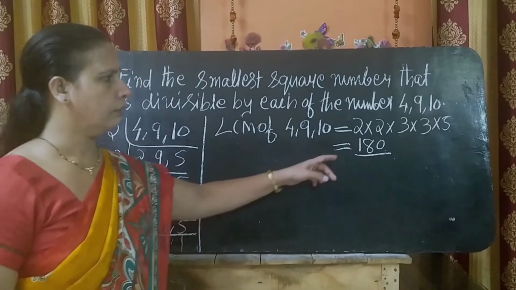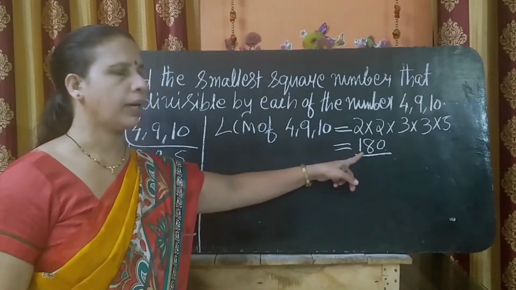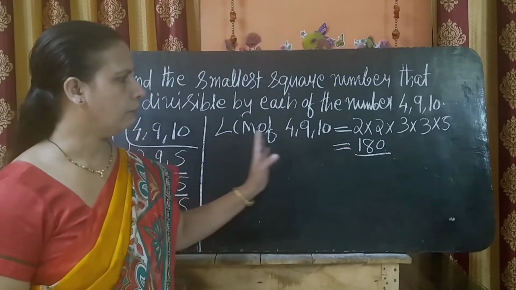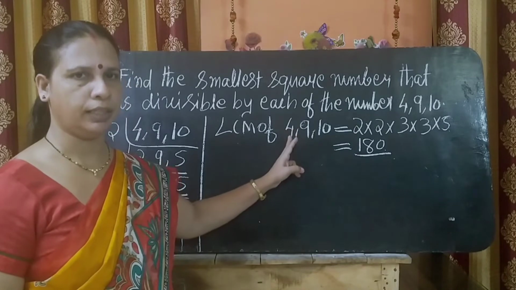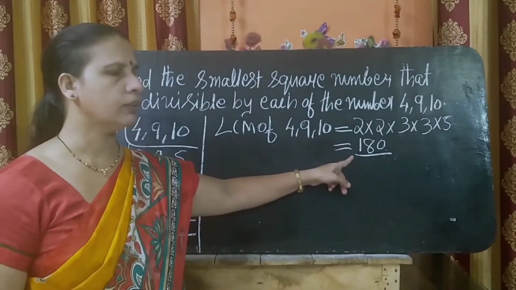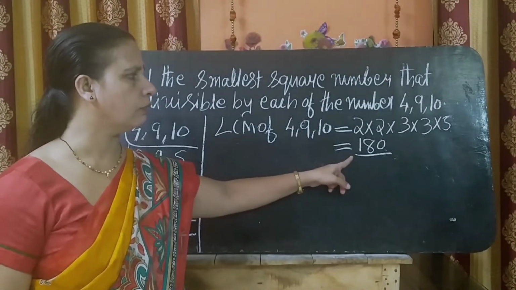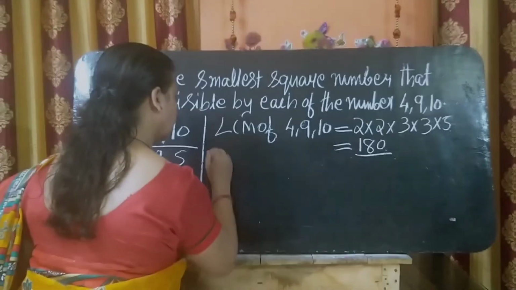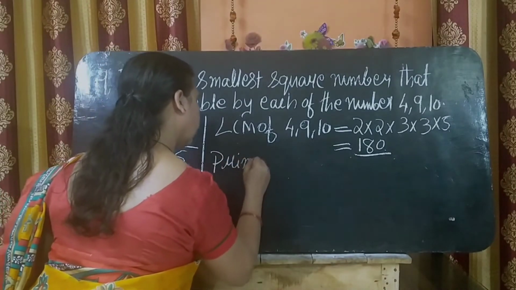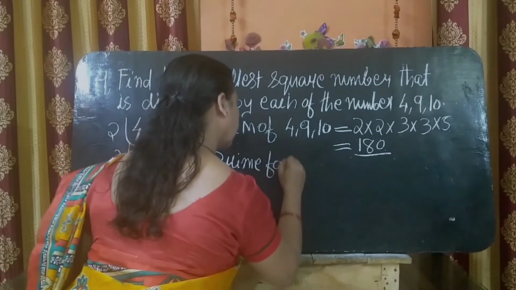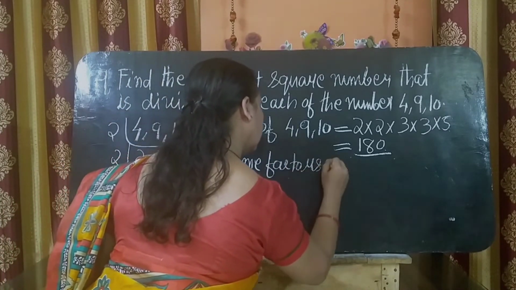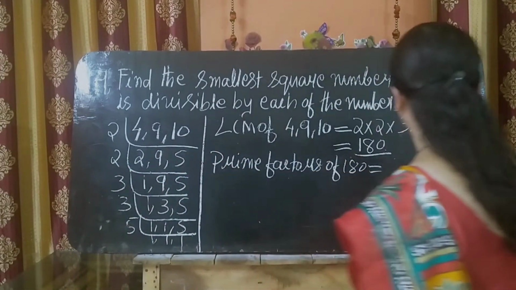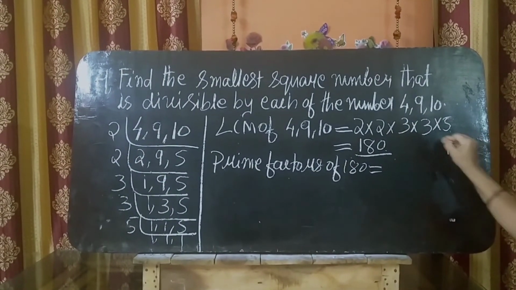After that, we have to find out the prime factors of this LCM. Again, after finding the LCM of the given numbers, we have to find out the prime factors of 180. Prime factors of 180.